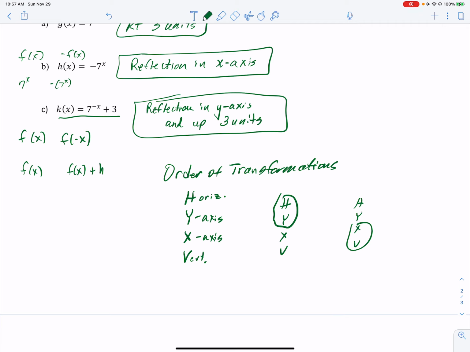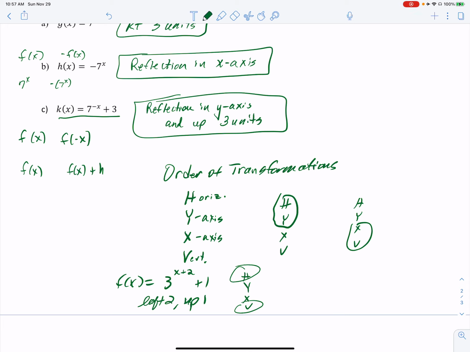So if you have f of x is 3 to the x plus 2 and plus 1, this is left 2 and up 1. And so that would be a horizontal and a vertical. They don't have either of the two above, so you could do them in any order, but I would just go left 2 and then up 1, and you'll be safe.